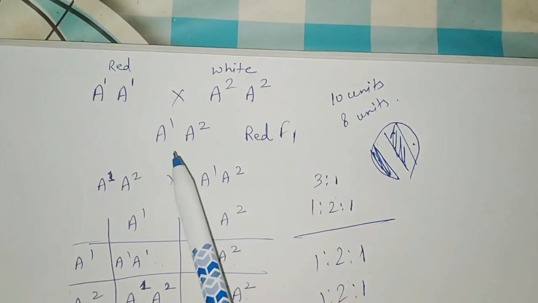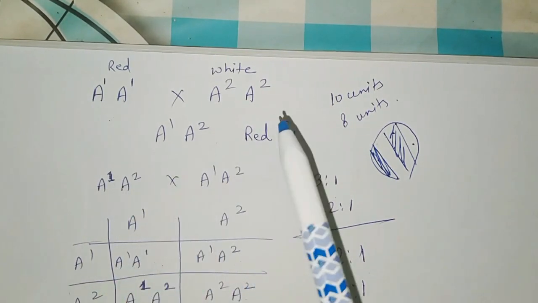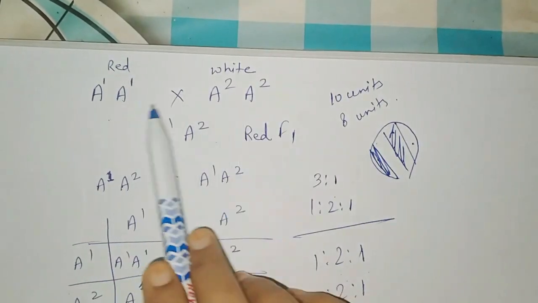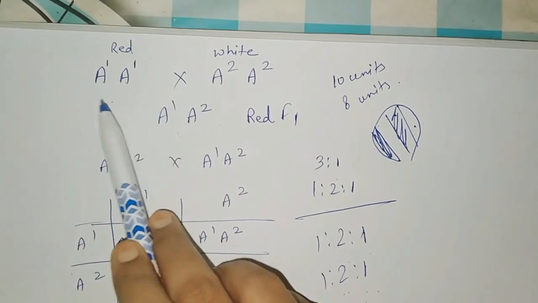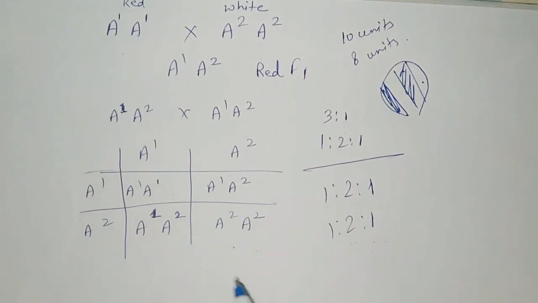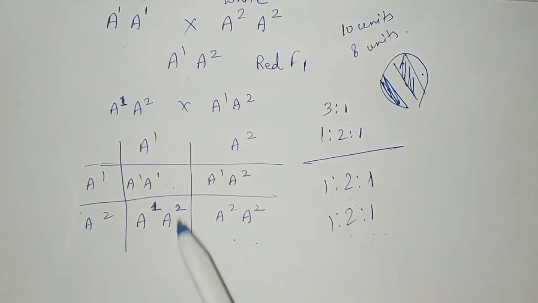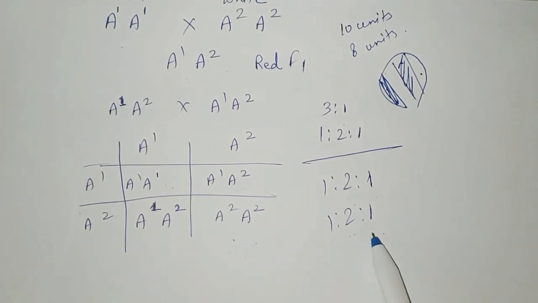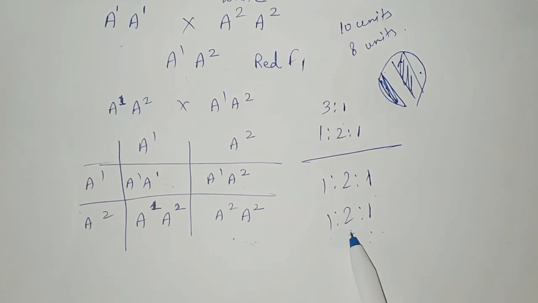See the difference. In case of dominance, the heterozygote is similar to any one of the homozygotes. In case of incomplete dominance, the heterozygote is intermediate to both the homozygotes. But in case of codominance, the heterozygote includes both the homozygotes. That is the phenotypes. We are talking about the phenotypes. So in case of codominance also, the genotypic ratio will be 1:2:1 and the phenotype will also be 1:2:1. One stands for red, the another one stands for white, and these two stand for both red and white flowers.